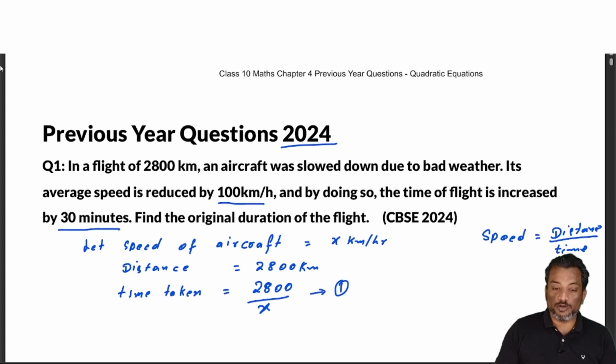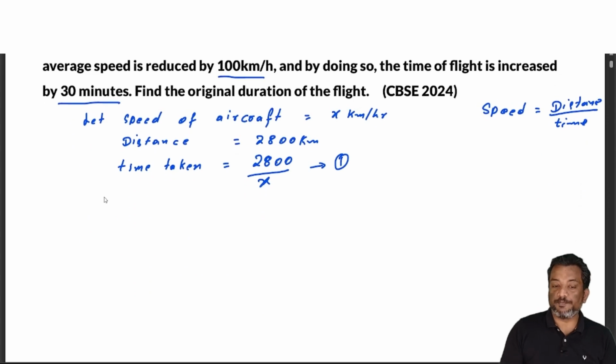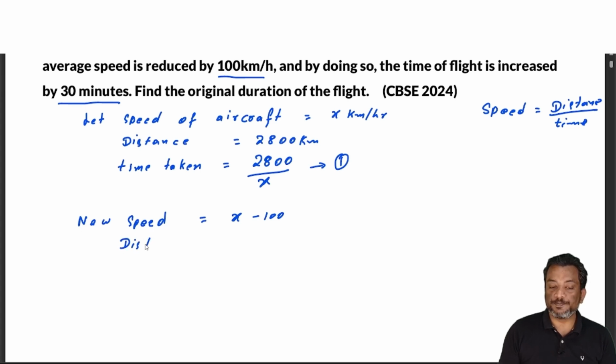Hope you got it. Now coming to the second equation. Now you can see the speed of the aircraft. Let the new speed, because due to weather the speed has been reduced, be x minus 100. And the distance is the same, 2800 kilometers. And now this is the time taken. Time taken, you can say the second equation, is equal to 2800 over x minus 100.